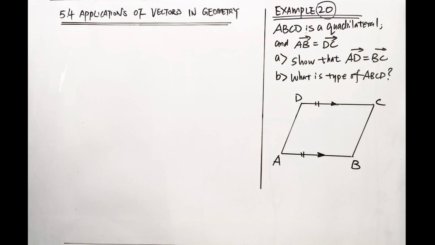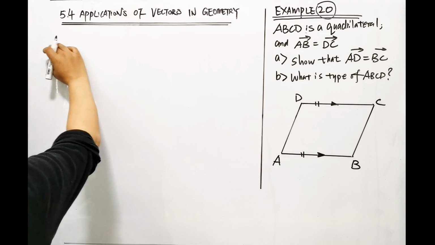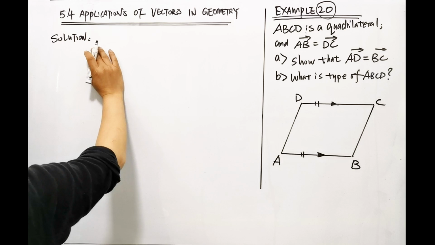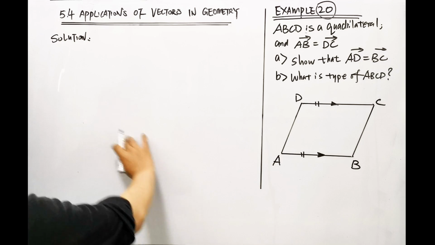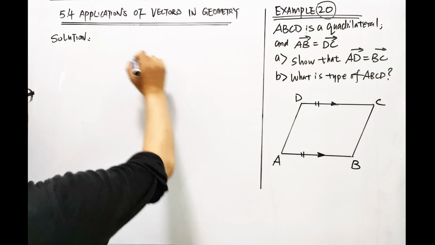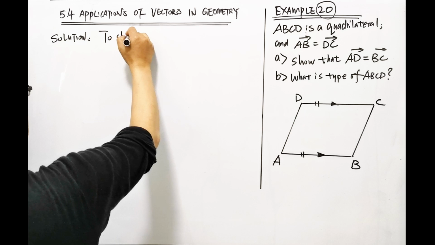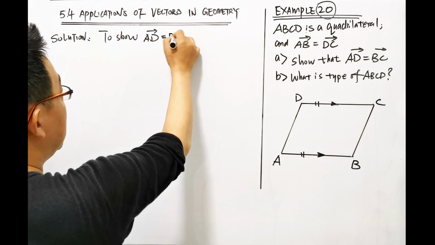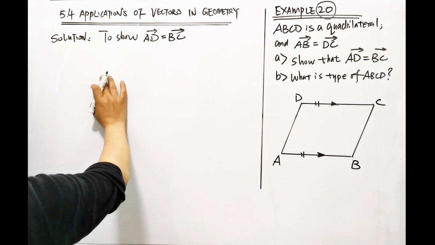Okay, now let's look at example 20. This is the solution here. The first question is to show that AD equals BC, right? So this is the question, to show this.